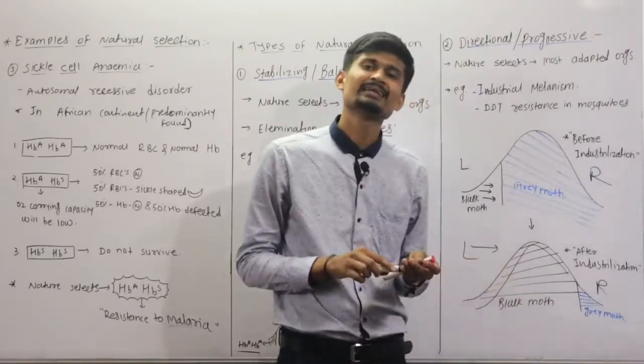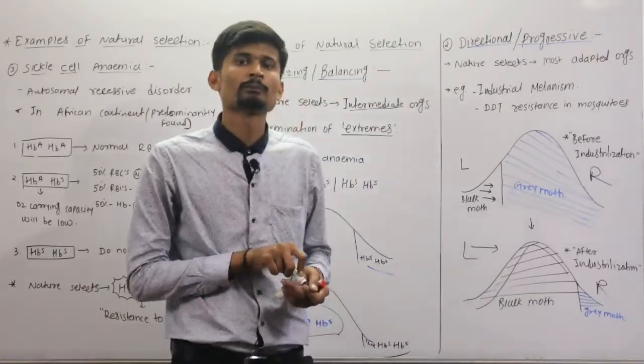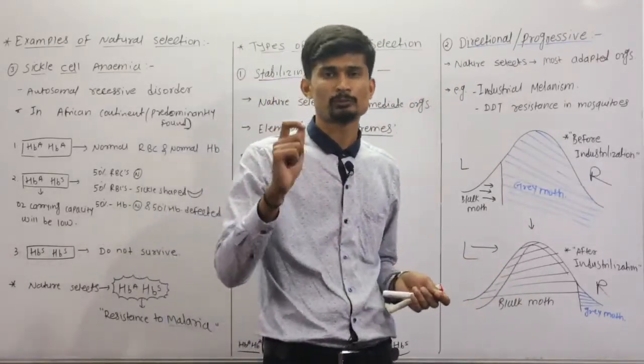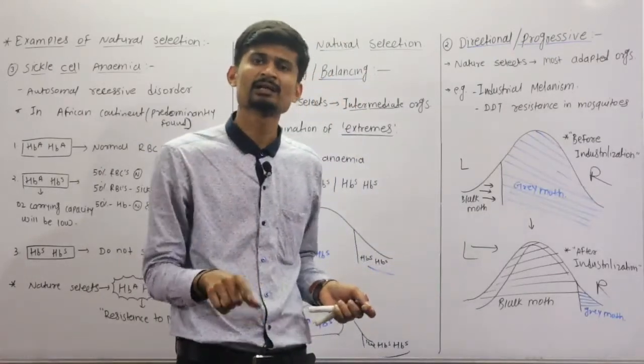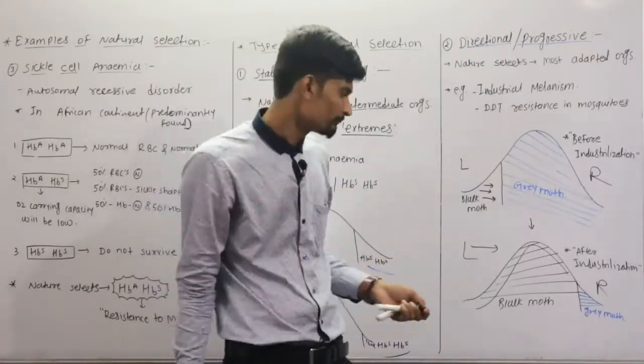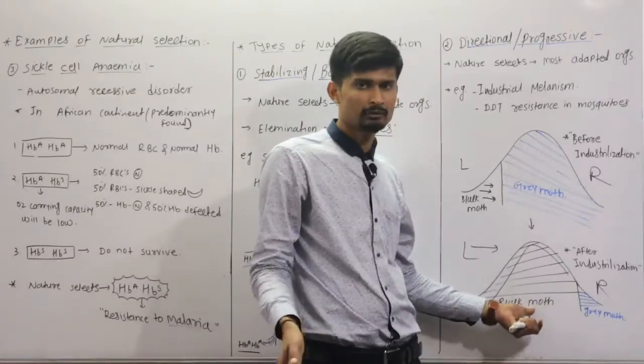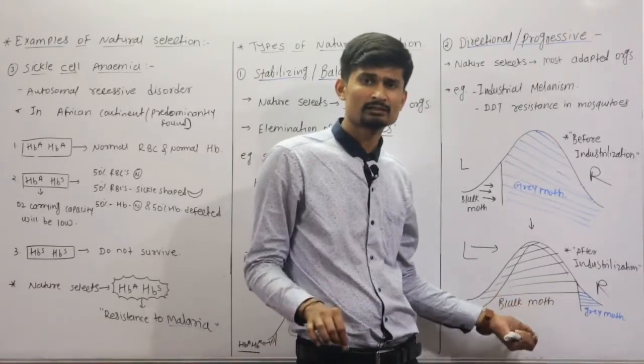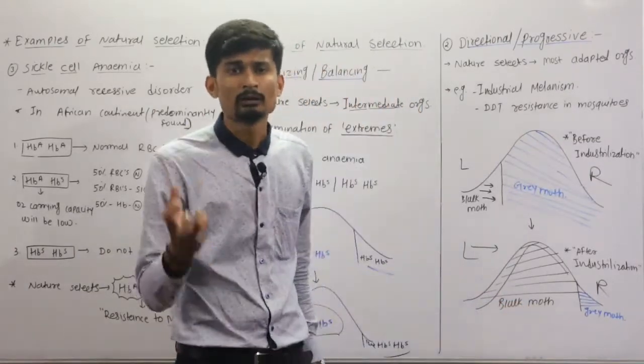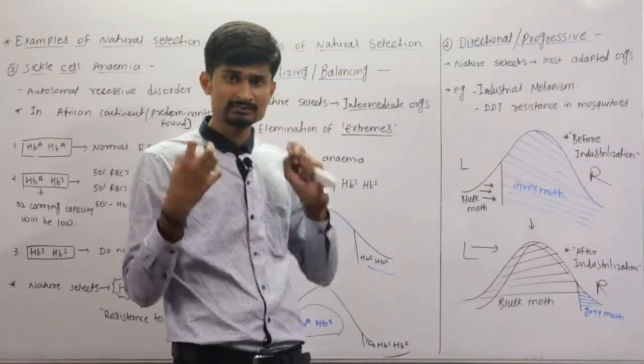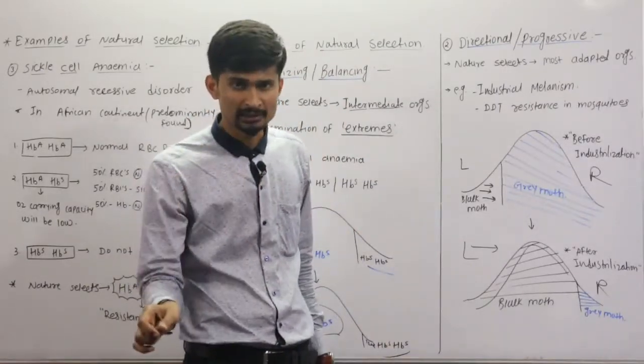Black moths are easily camouflaged because of the release of soot from the industry, which is black in color. So the color is the same as that moth, because it is a black moth, okay, which is black in color, and the color of the soot is also black. So they are easily camouflaged from the predator.